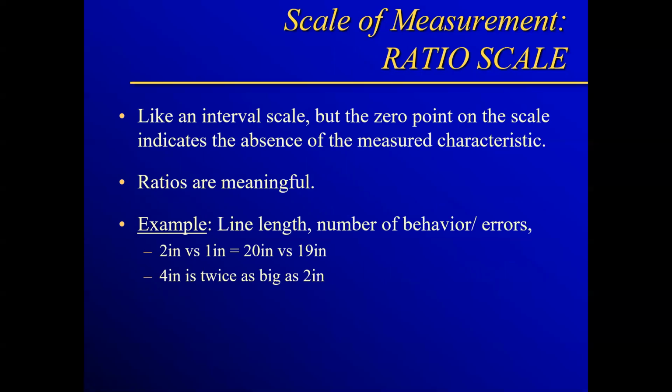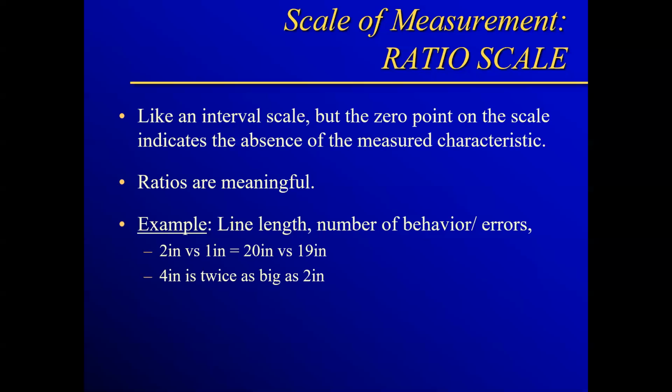So think about something like line length, right? The difference between 2 inches and 1 inch is the same thing as the difference between 20 inches and 19 inches. It's 1 inch. Just like in an interval scale, the differences between things are still meaningful. But you can have a 0, right? Something can be 0 inches. It just doesn't exist, I guess. But now we can say 4 inches is twice as big as 2 inches.